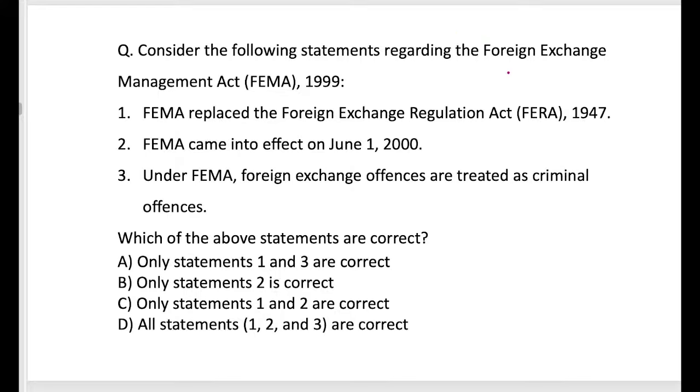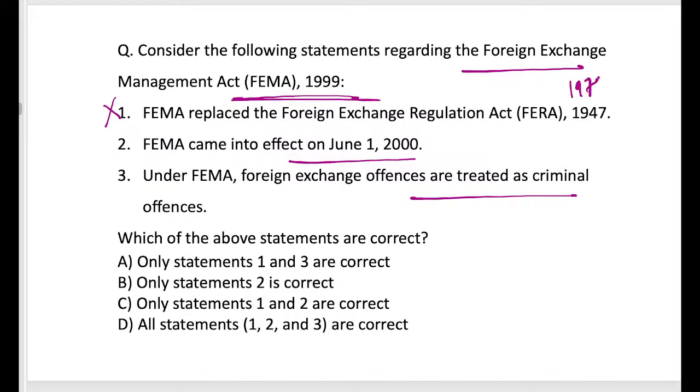Consider the following statement regarding FEMA 1999. तो फर्स्ट स्टेटमेंट इज रॉन्ग, ठीक है, इट वाज 1973. आफ्टर फेमा इट बिकम सिविल ऑफेंस, ठीक है, सो दिस इज सिविल ऑफेंस. Only two means option B will be the right answer for this, not C. What we have to find out is the correct statement, no, ठीक है.